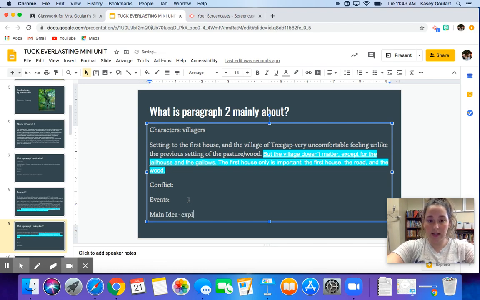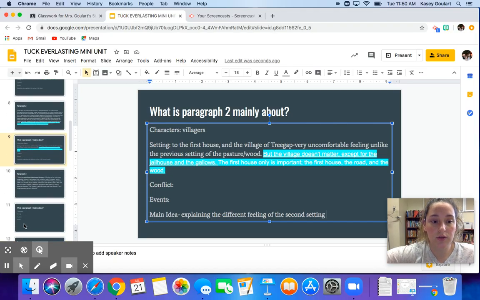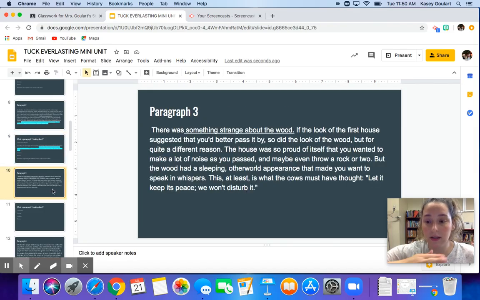This is just explaining the different feeling of the second setting. That's important because we do know that we are going to have to compare and contrast settings most likely, maybe characters. So this could help us out whenever we're comparing the two in the very end of the school week. All right, go to paragraph 3. I'm doing this with you. Paragraph 4 is when we're going to start sharing some responsibility, and we do, okay?